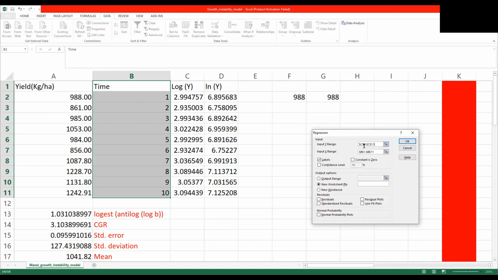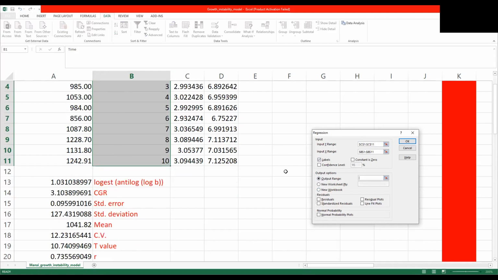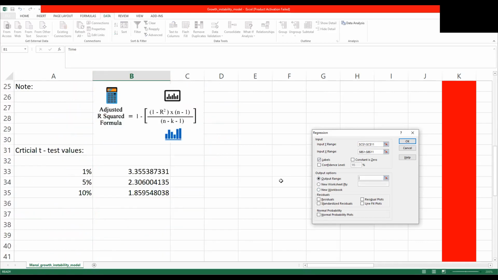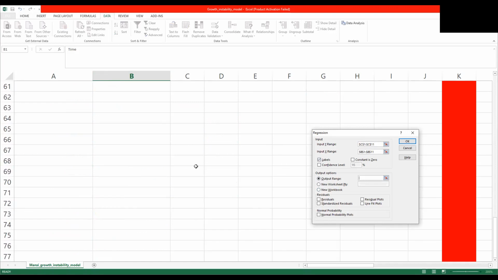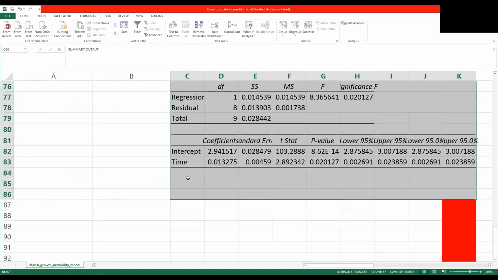So this is your C1 to C11, the dependent variable. X range is B1 to B11, right? And the output range, where should I have the output? I think this place is sufficient for me to have the output because I have other values as well. I'll go over here. This is more than sufficient for me. So this is where I want my output. Yes. So now you see.